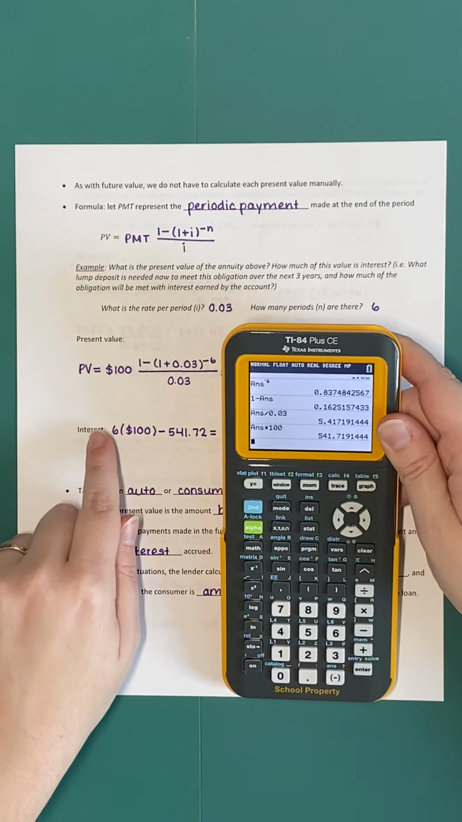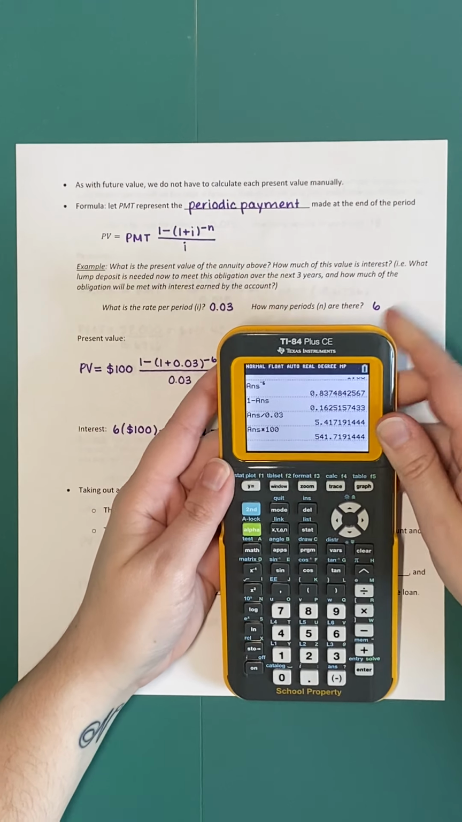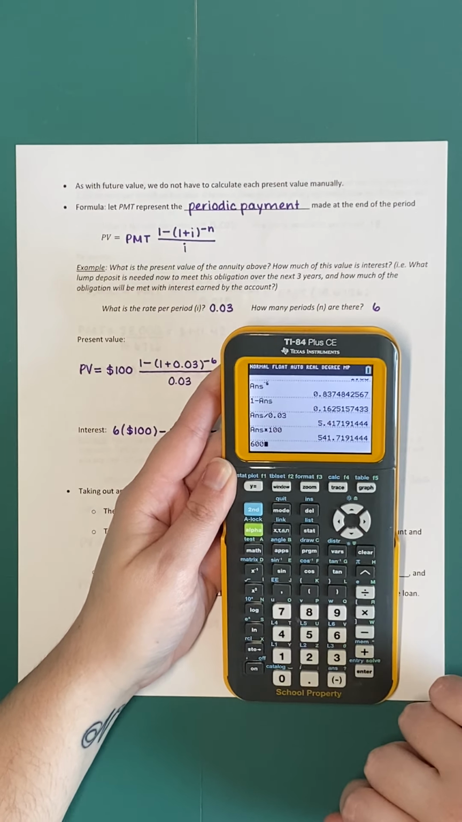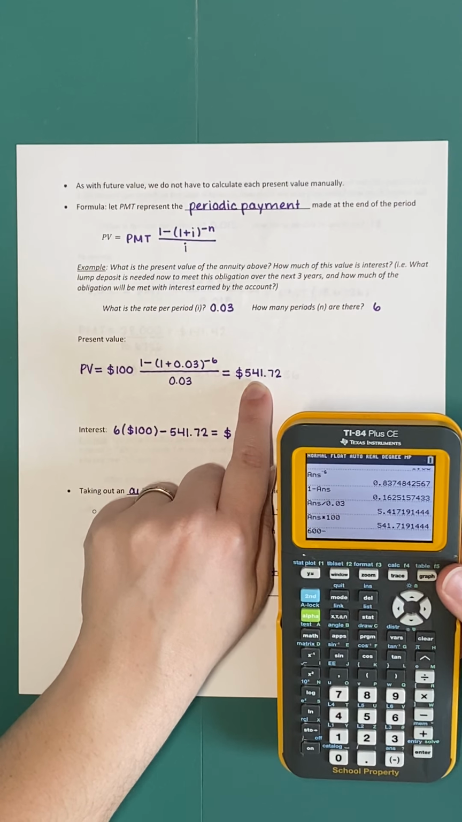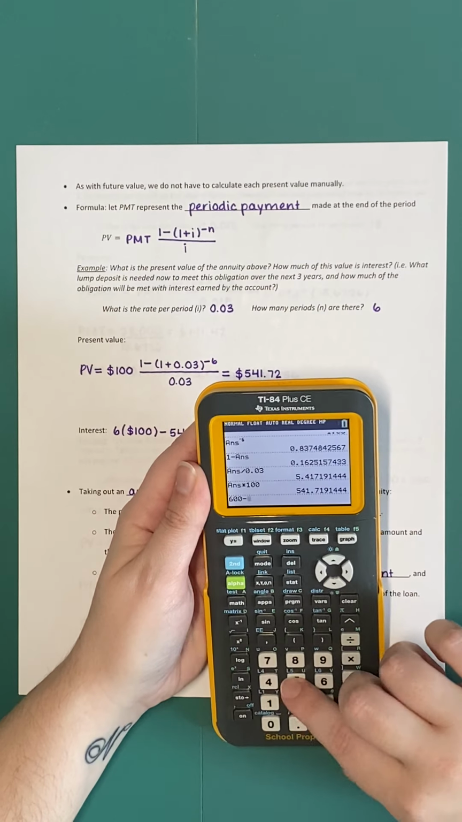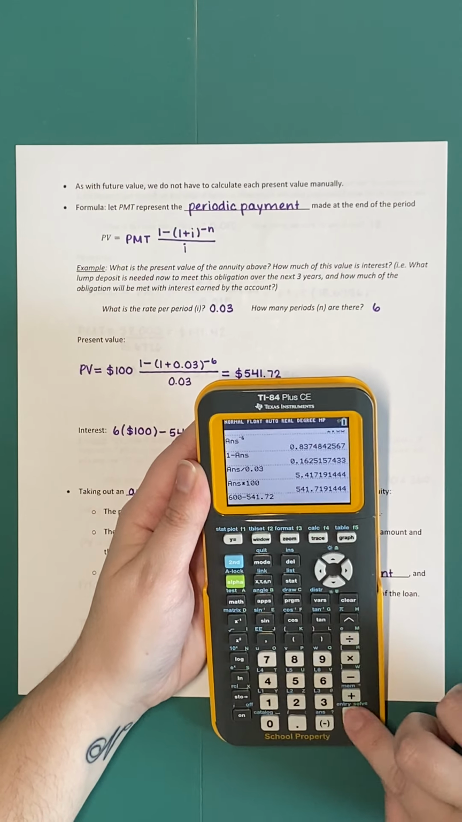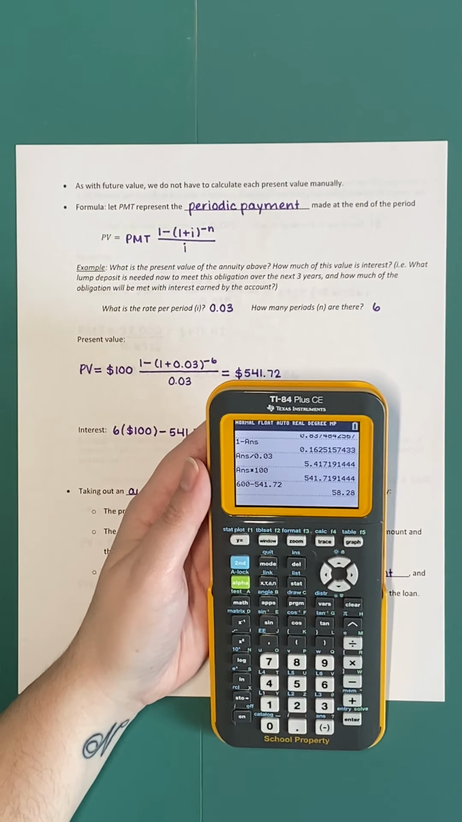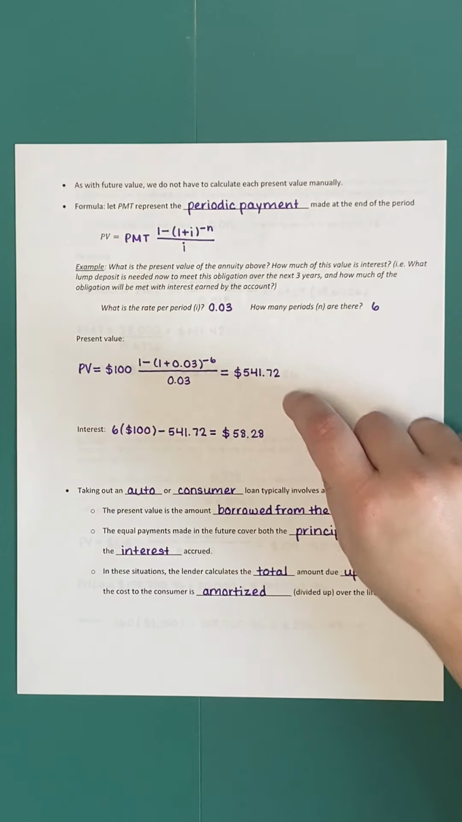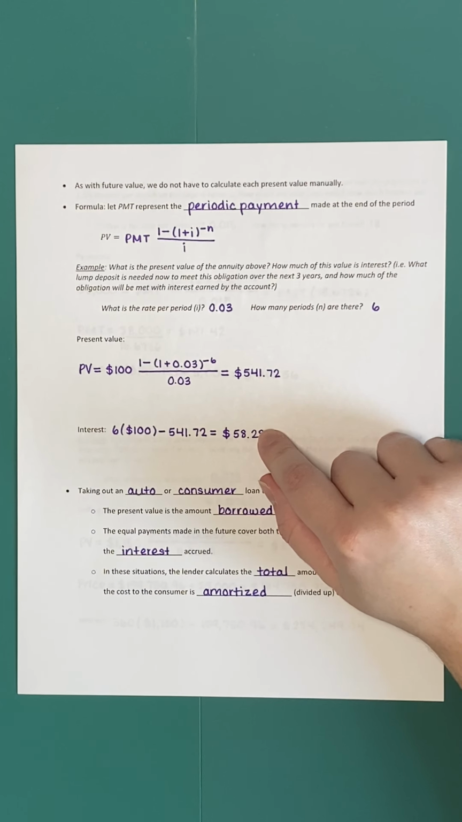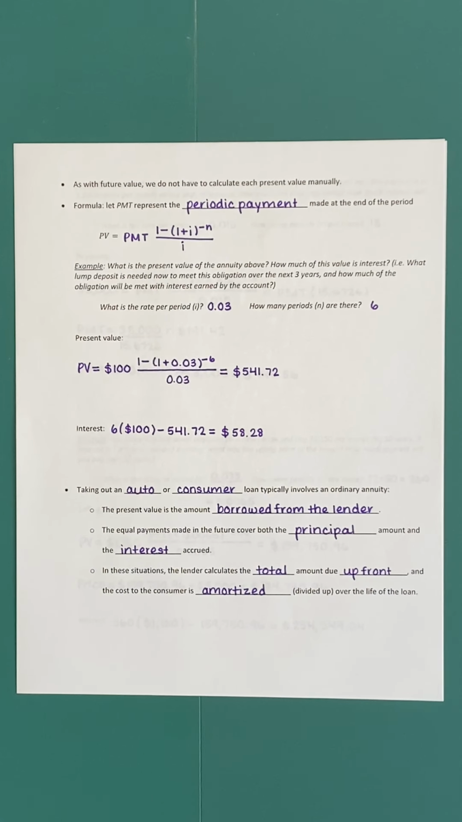So we're making a total of 6 $100 withdrawals. So $600 is the amount we have to cover. And then $541.72 of that was covered by our payments. And so the rest of it, in this case, $58.28, that's what's covered by interest. So once we have our deposits plus our interest that's going to accrue over those 6 periods, that's going to be enough to cover those $100 payments over the next 3 years.